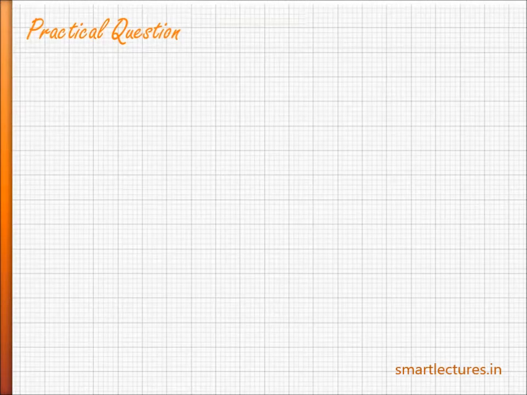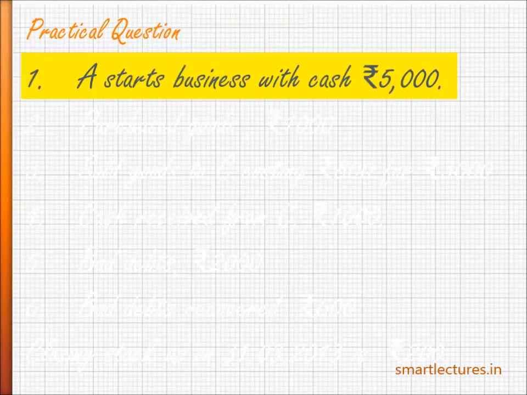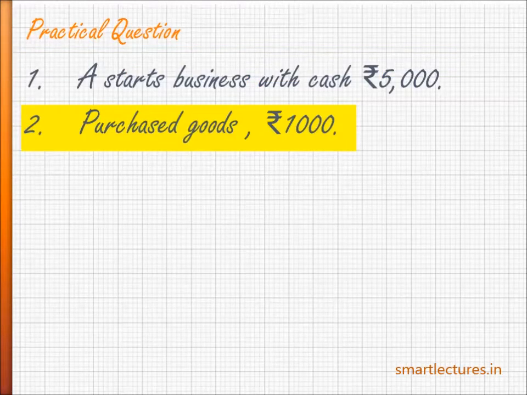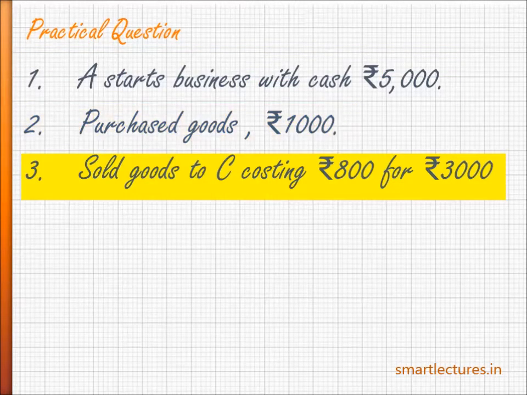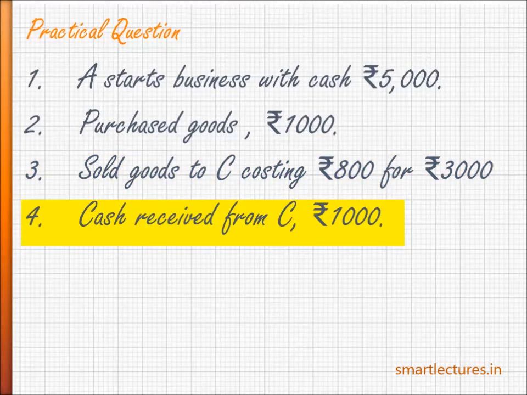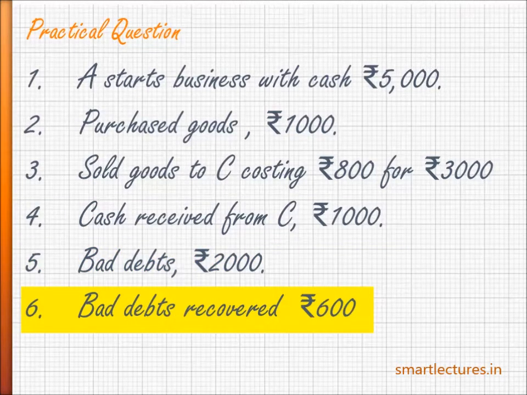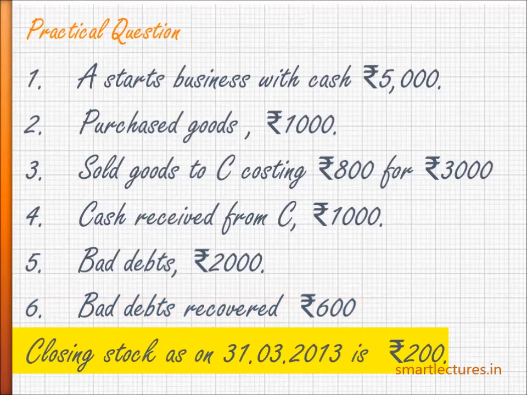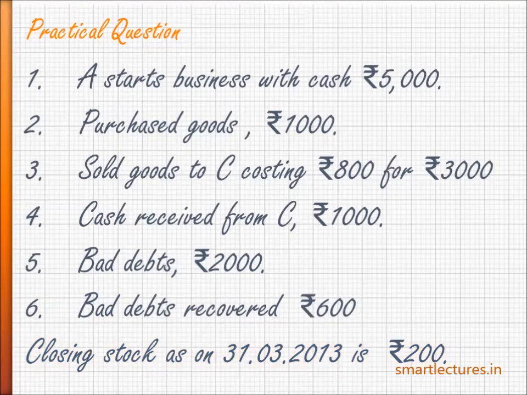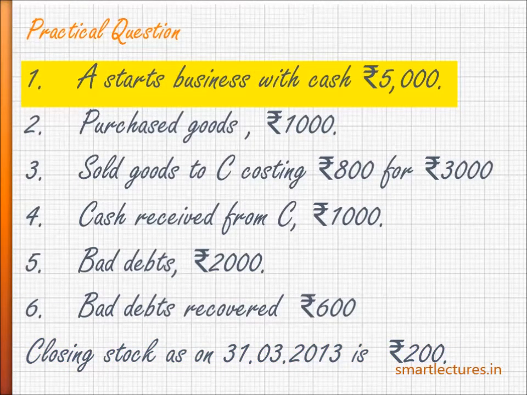Let's start a new question. A starts business with cash rupees 5,000, purchased goods rupees 1,000, sold goods to C costing rupees 800 for rupees 3,000, cash received from C rupees 1,000, bad debts rupees 2,000, bad debts recovered rupees 600, closing stock as on 31st March 2013 rupees 200. So what will be the journal entries?